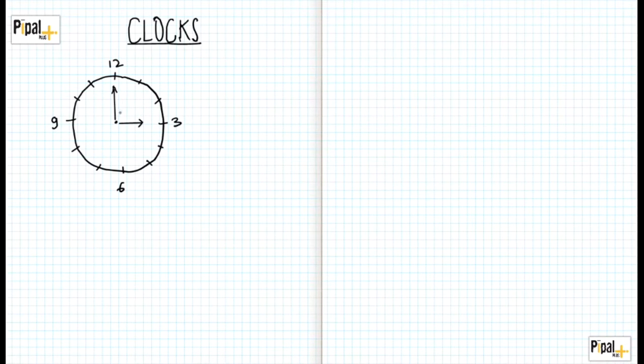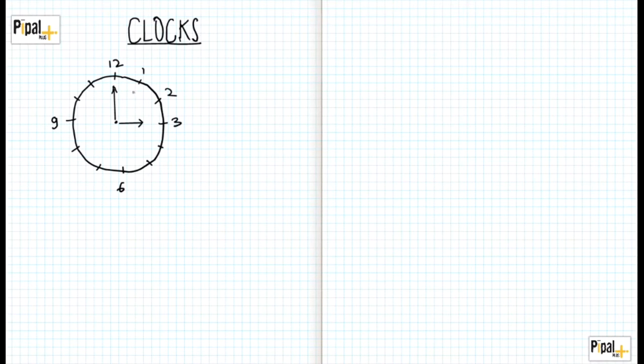So what we can see is that for a 1 hour duration, one of the hands must move. So the hour hand in 1 hour moves from 12 to 1, right? And then in another hour, the hour hand will move from 1 to 2, and in the third hour, the hour hand will move from 2 to 3, right? So you notice that in 3 hours, the hour hand does 90 degrees.